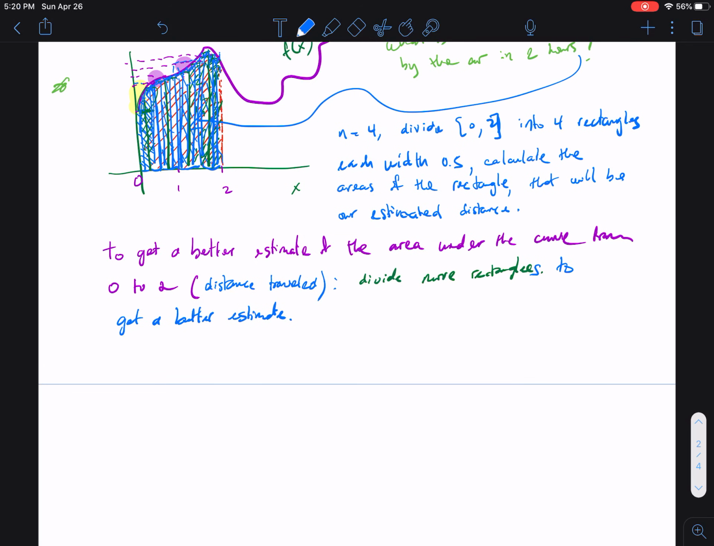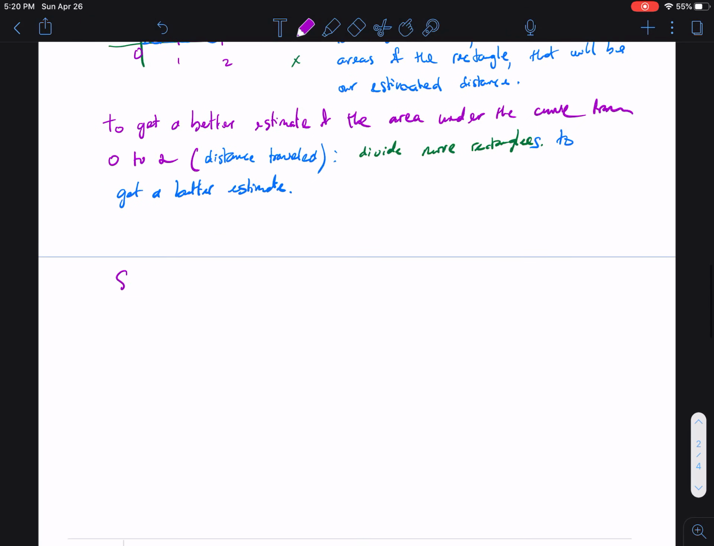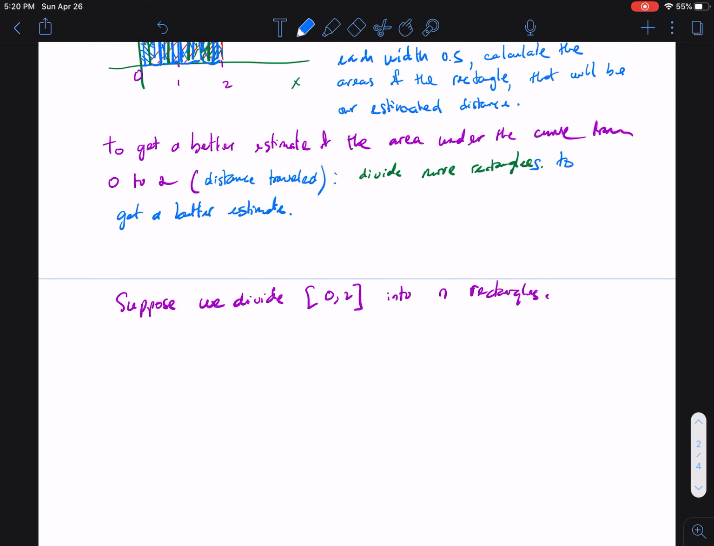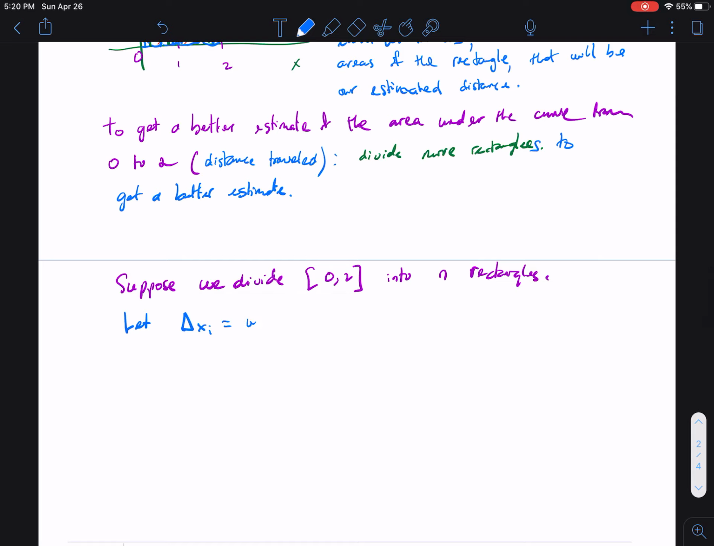What we can do is let the width of the rectangle be... Suppose we divide the interval 0 to 2 into n rectangles. Let delta x of i, so this is going to be weird notation, be the width, equal to x sub i minus x sub i minus 1.